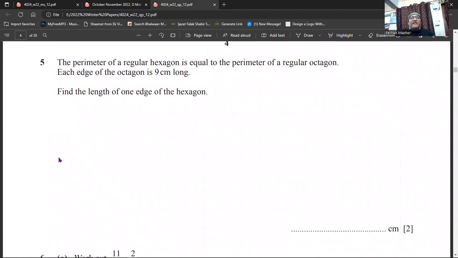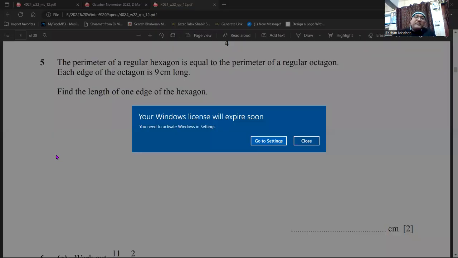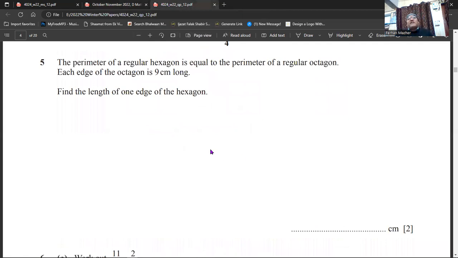Question number 5. The perimeter of a regular hexagon, hexagon means 6 sides, is equal to the perimeter of a regular octagon. Regular hexagon means all its sides are equal to each other and it is a 6-sided figure. Its perimeter will be, if the side is x, 6x. Octagon means 8 sides, and each edge of the octagon is 9 centimetres long, so its perimeter will be 8 multiplied by 9. Find the length of one edge of the hexagon.